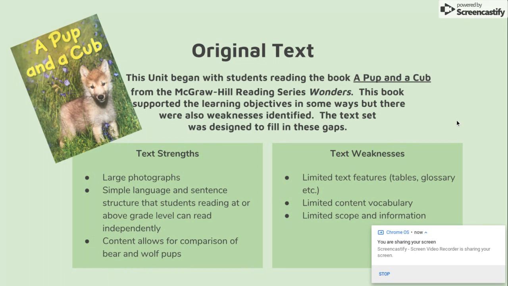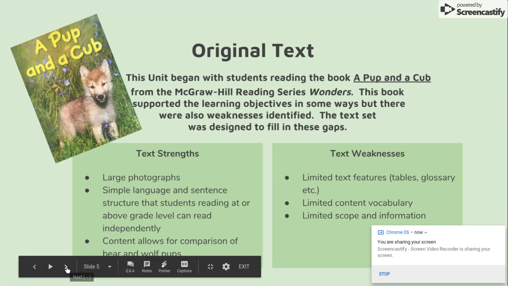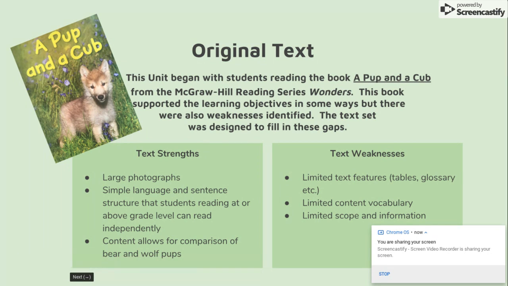There were also some weaknesses. This text had limited text features. There were beautiful photographs, but not much more. There weren't captions or maps. There wasn't a table or anything more in depth. There was a limited content vocabulary. Other than pup and cub, there was not much of the science vocabulary we will be learning. And there was a limited scope of information and depth, focusing, like I mentioned, on habitats.